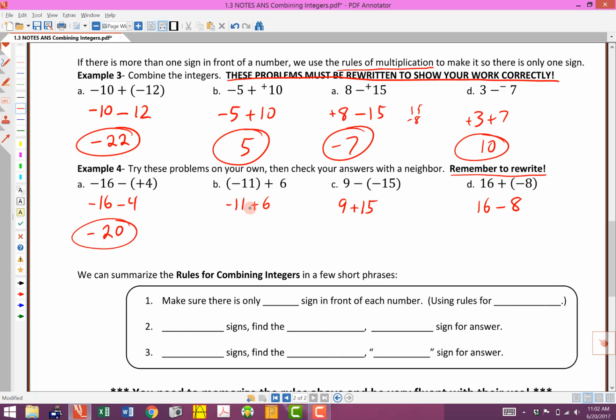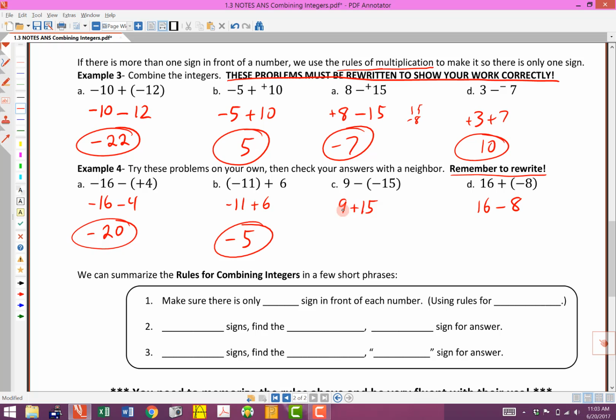Different signs, so we're going to find the difference between 6 and 11. We'd subtract those, so we'd end up with a 5. And then to figure out what the sign of the answer is, we look at these two and we figure out which one's bigger in absolute value. We ignore the signs and we say, okay, 11's bigger, it's negative, so the answer is going to be negative.